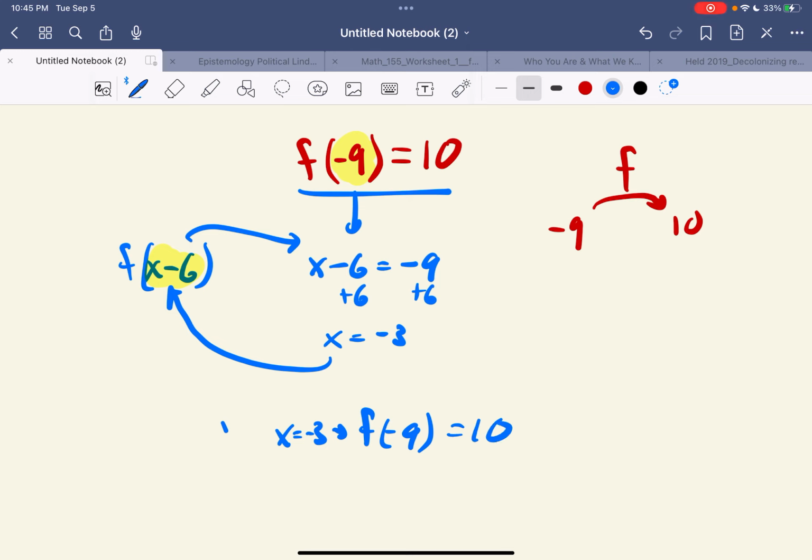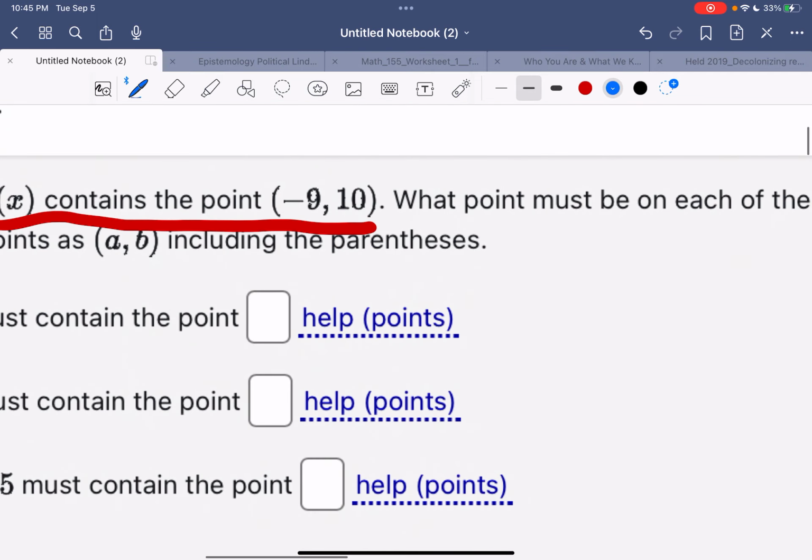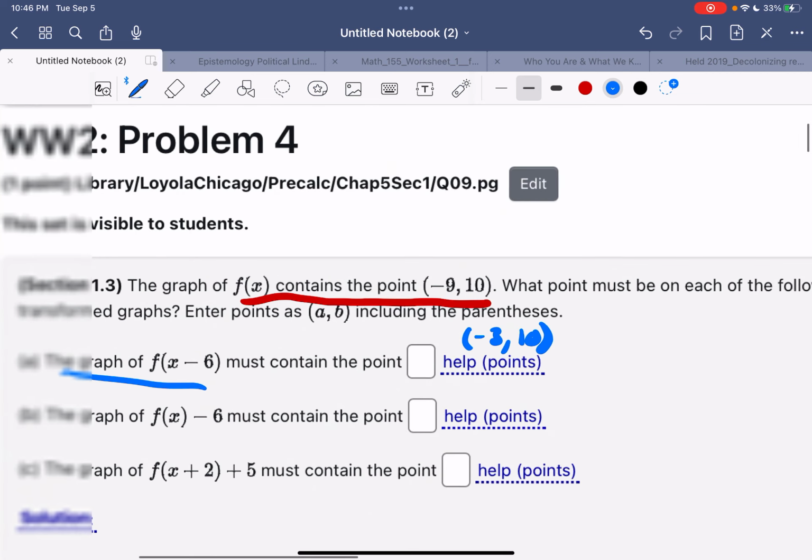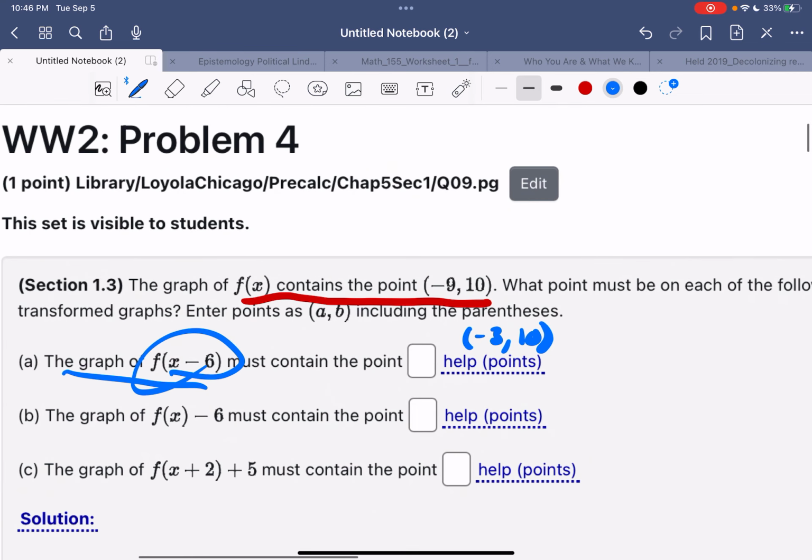Oh, we know what that is. That's 10. So our input was -3, and our output was 10. So what point does this contain? It contains (-3, 10), right, for that graph there, for that function there.